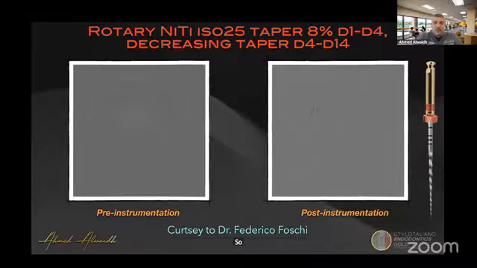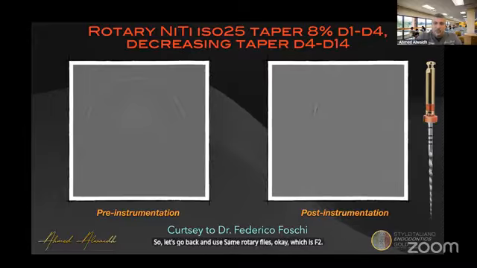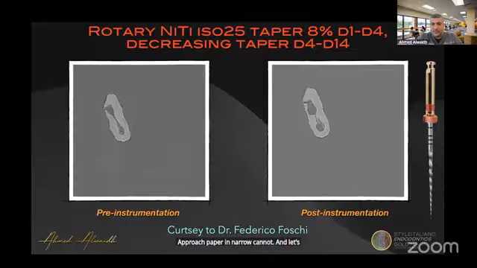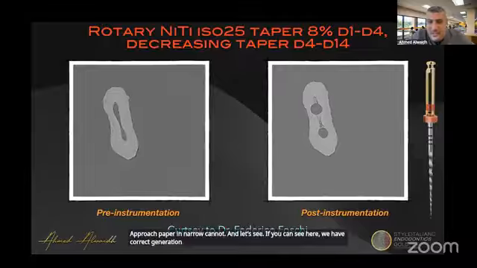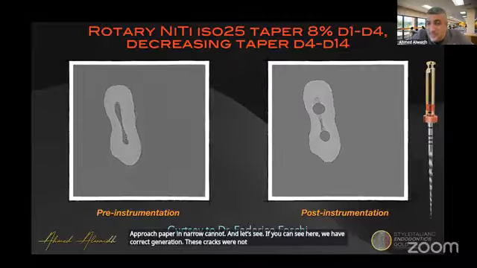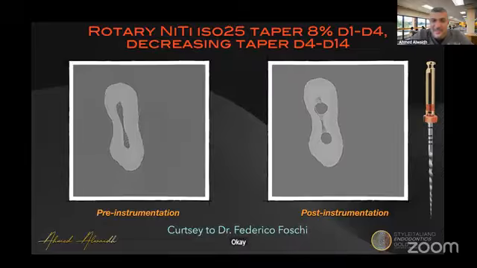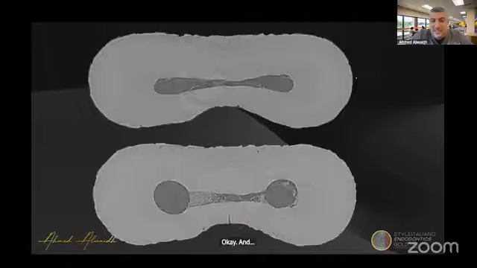So, let's go back and use the same rotary files, which is F2 of ProTaper, in narrow canals. And let's see. If you can see here, we have crack generation. These cracks were not found before instrumentation. And this is the crack generation.